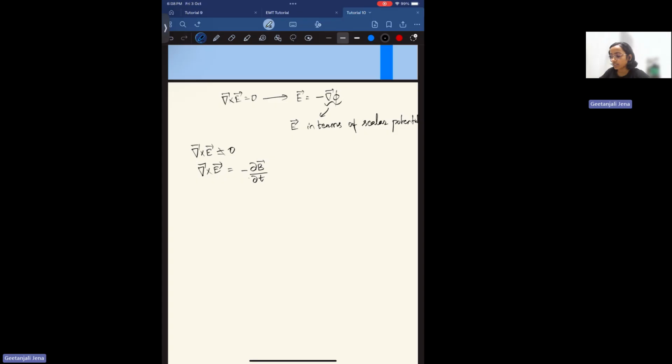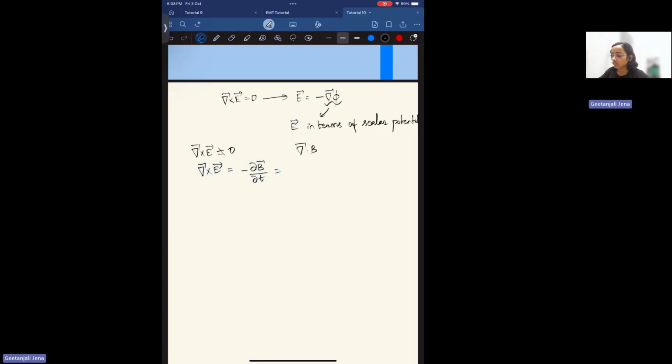So this is Faraday's law. It's like a conservation of energy. If you recall, it is related to the flux, and the negative sign indicates that the magnetic field is either increasing or decreasing. So curl of E in this case is minus dou B by dou t. And divergence of B is always 0.